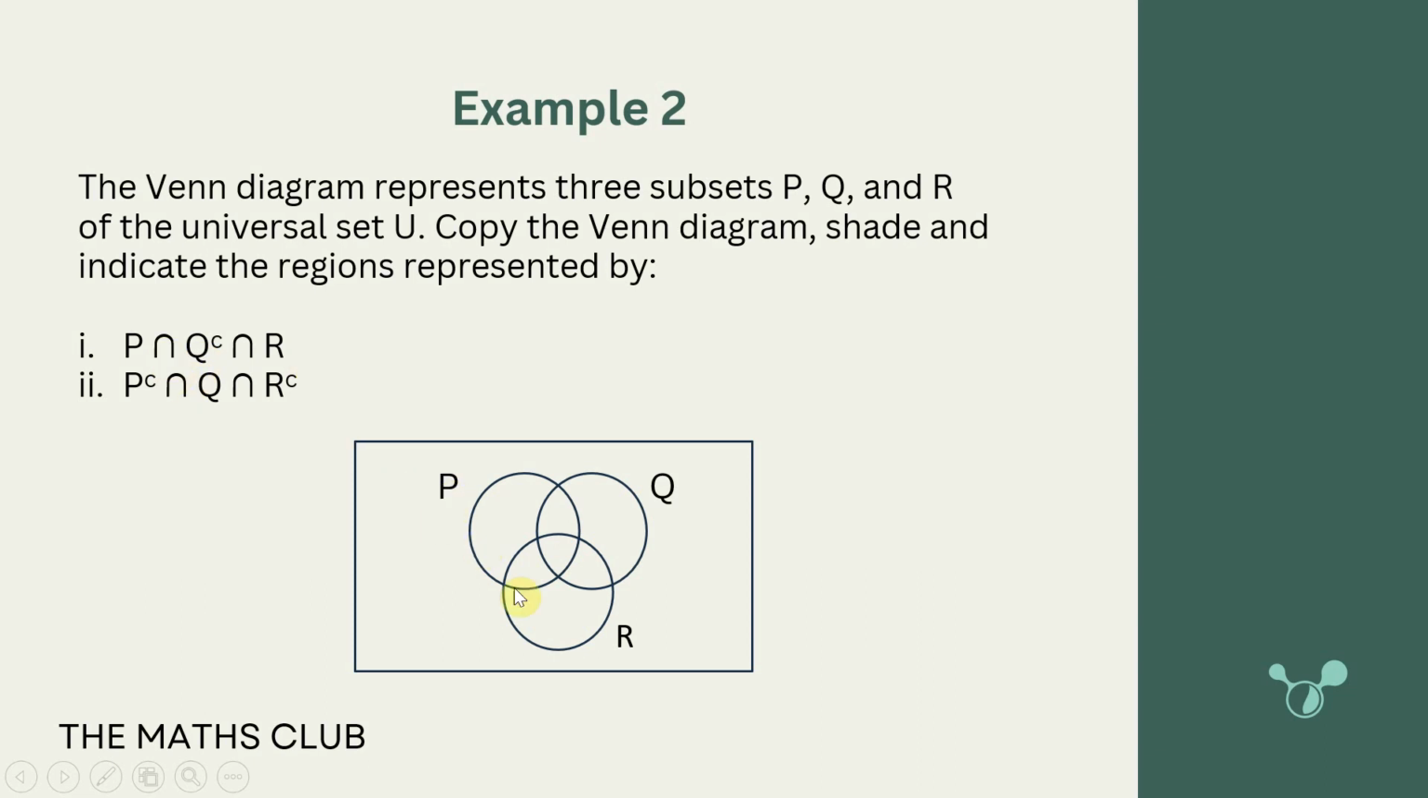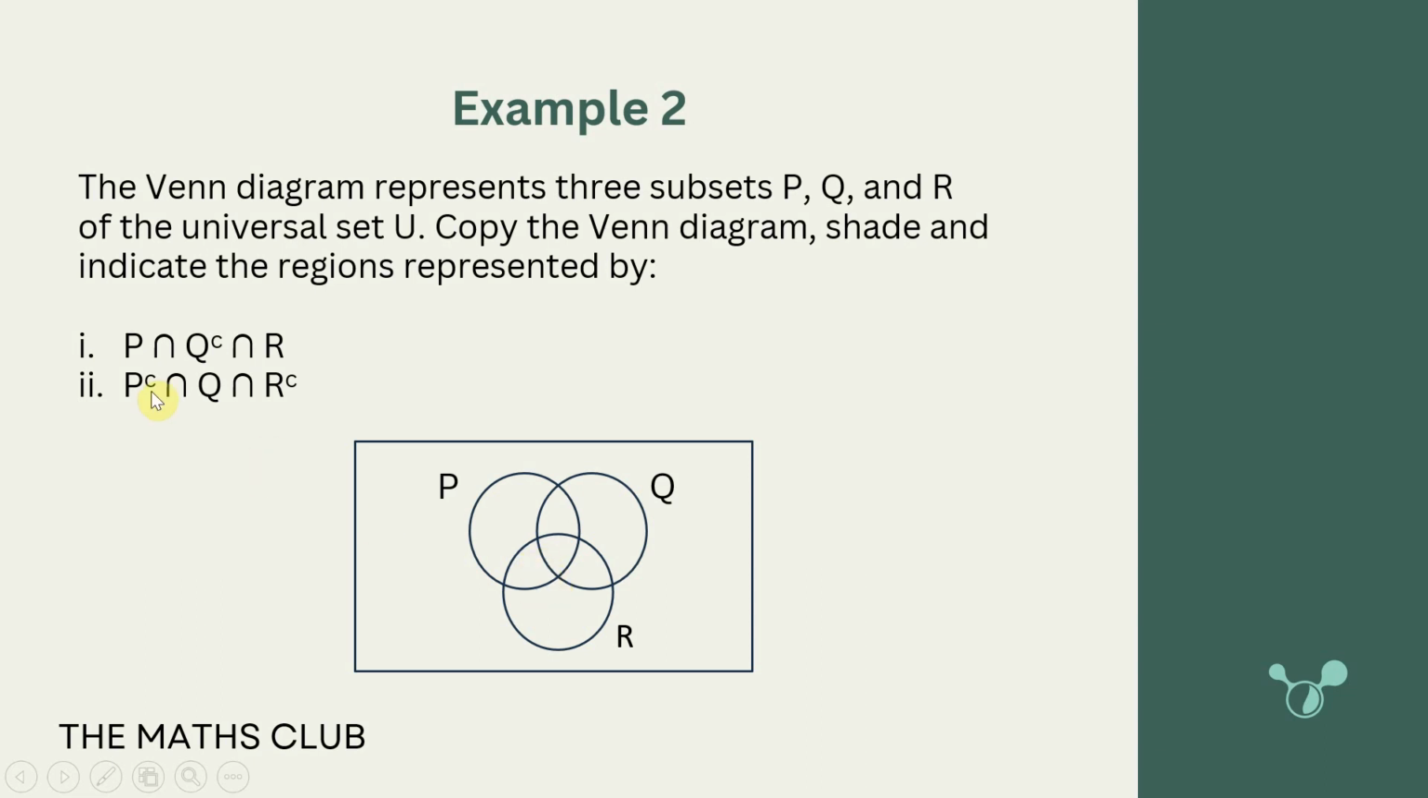So P intersection R, this would be all this place here, right? As for intersection Q complement, that does not want anything that has to do with Q. The only thing that has to do with Q in this place here is where P, Q, and R all meet. So if I take that away, it's going to just be this place here. That should be our answer for this particular place. So I will assume that it is this area that we are shading.